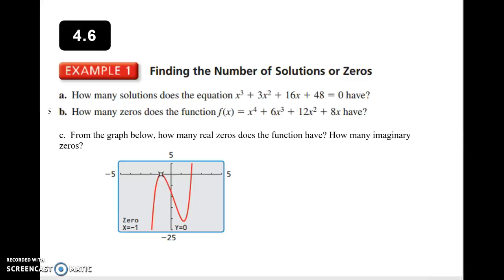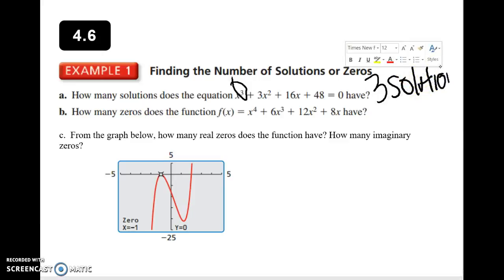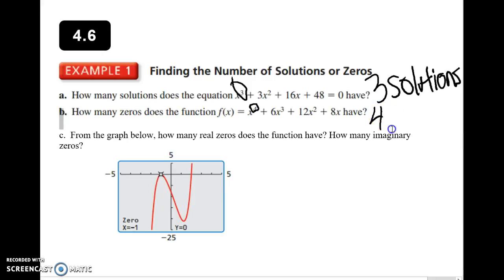For part A, we want to find how many solutions this equation has. We can see the degree is 3, and based on that theorem, that's going to tell us there are 3 solutions to this equation. For part B, we want to find out how many zeros the function f of x has. Since we see that the highest exponent is 4, the degree is 4, so there are 4 zeros.